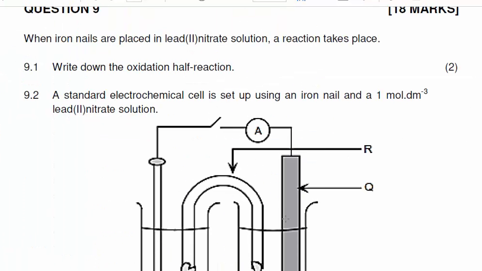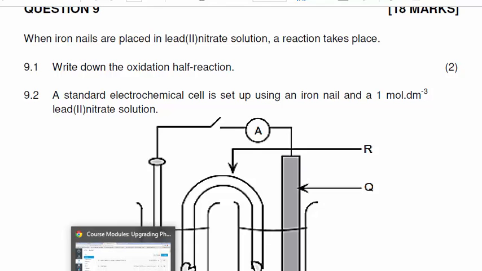Okay, when iron nails are placed in lead 2 nitrate solution, now remember what lead 2 means is that lead has got 2 electrons to donate. Okay, lead 2 nitrate solution, a reaction takes place. So here they show us, write down the oxidation half reaction.